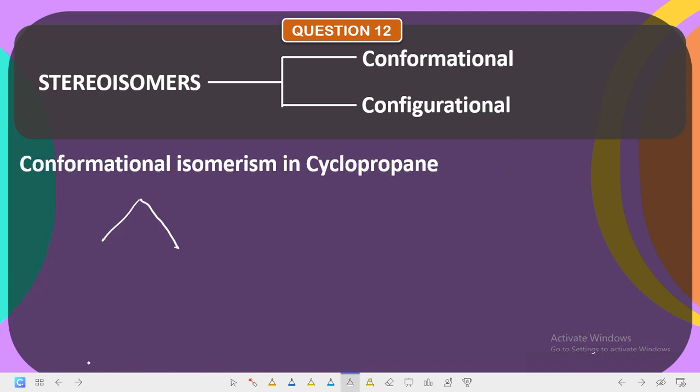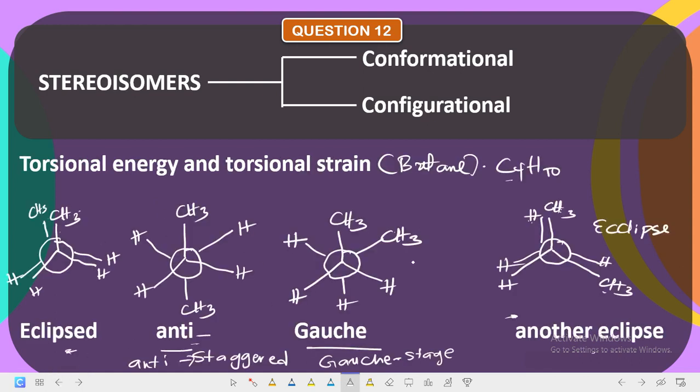Now, let's talk about cyclo compounds. All the compounds we've been talking about so far are straight chain. And of significant importance are ethane, propane, and butane. Those are the ones that can be represented with this staggered and gauche staggered.